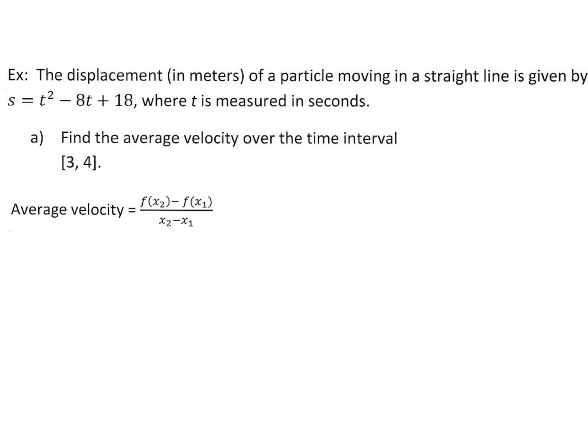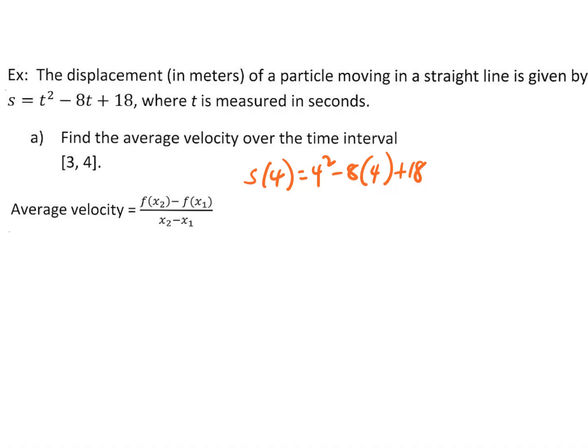Now, the formula, of course, is always going to be given in terms of f, but in this case, the name of our function is S, not f. So I'm going to take S of 4 first, since it's the second point, and find that. Then I'm going to find S of 3, and then I'm going to just put 4 minus 3 on the bottom.